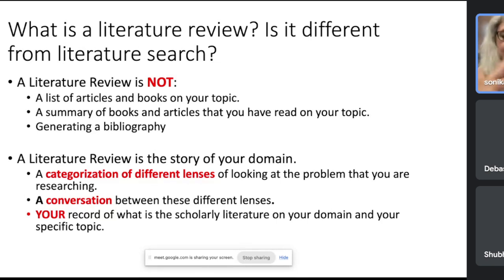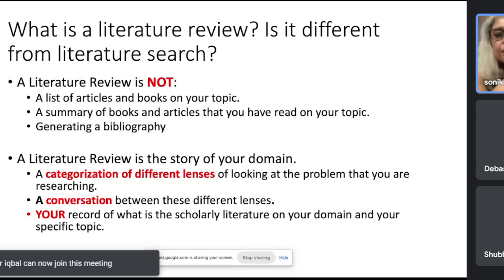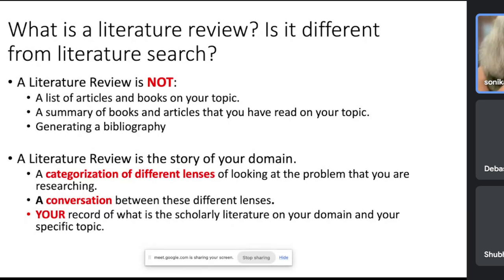Then, once you've made this categorization, then your literature review is a conversation between these different lenses, which means that today, if my topic is to look at whether Indian foreign policy is independent of concerns of human rights, let's say, is it independent of concerns of human rights, or is it contributing to concerns of human rights?